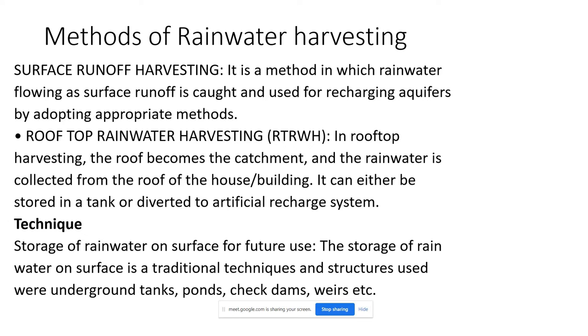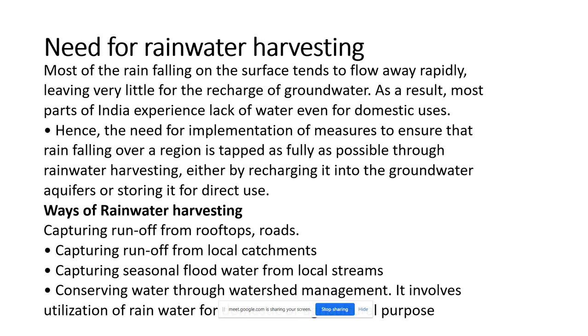Ways of rainwater harvesting: capturing runoff from local streams, and conserving water through watershed management. It involves utilization of rainwater for various purposes. It raises groundwater tables, reduces runoff which chokes drains, and avoids flooding of roads. It reduces the rate of power consumption. In regions where rainfall is low, rainwater harvesting has provided relief to people.